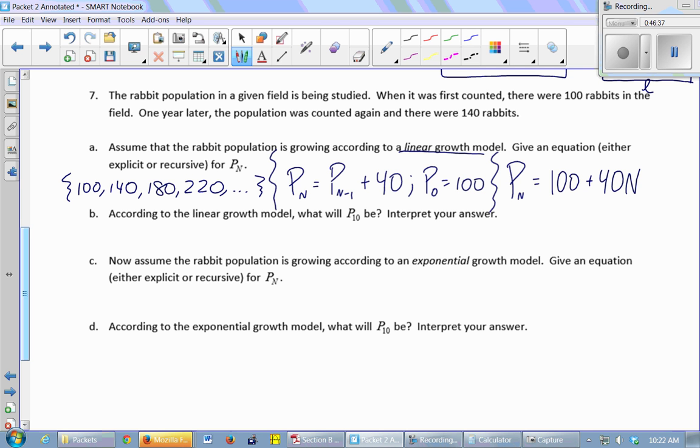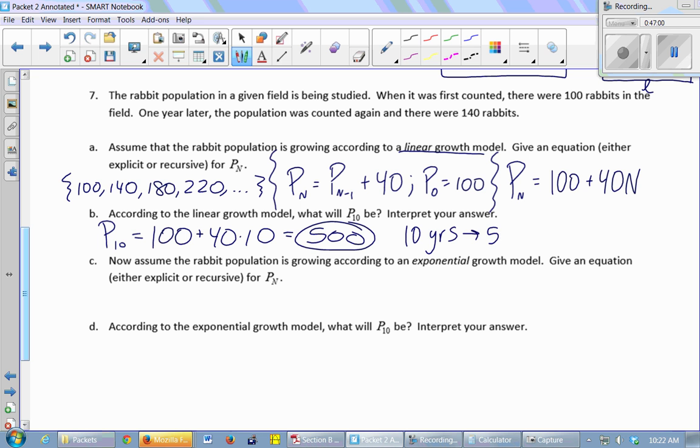So according to the linear growth model, what will P10 be? I can use my explicit formula and just plug in a 10. It would be 100 plus 40 times 10, which is 500 rabbits. So to interpret my answer, this says that after 10 years, there are 500 rabbits. Right, give some units and some words to explain what it means.